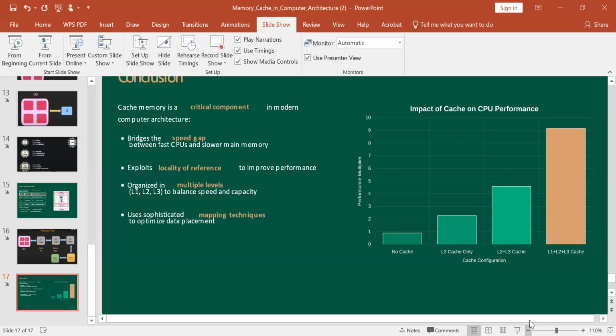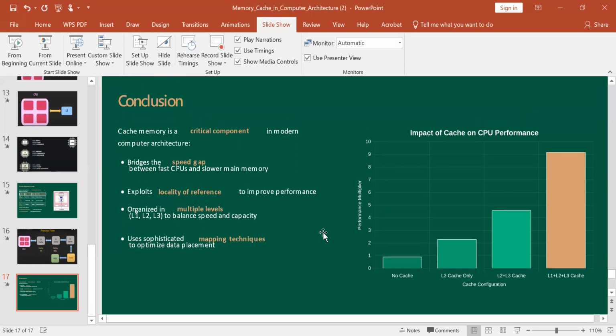To the extent that without the cache, the speed of processes will be very slow, in the sense that they will have to wait for data, thereby creating a severe bottleneck in system performance. Therefore, the cache memory helps to speed up the process of fetching data from the RAM, from the main memory, and thereby increases our total throughput.